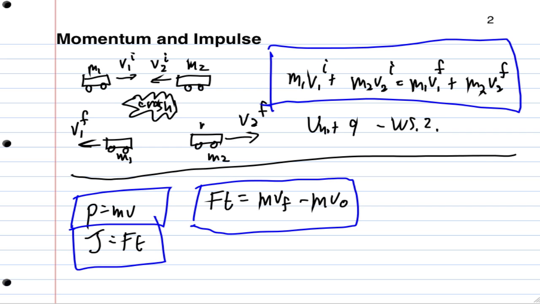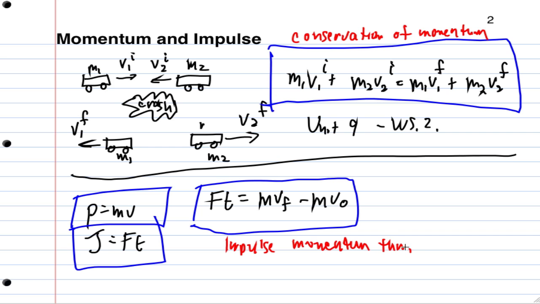They even have names. This one is called conservation of momentum. This one is called the impulse momentum theorem. This one is the definition of impulse. And this one is the definition of momentum.